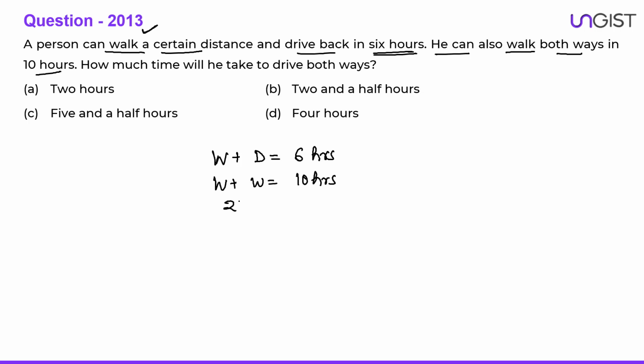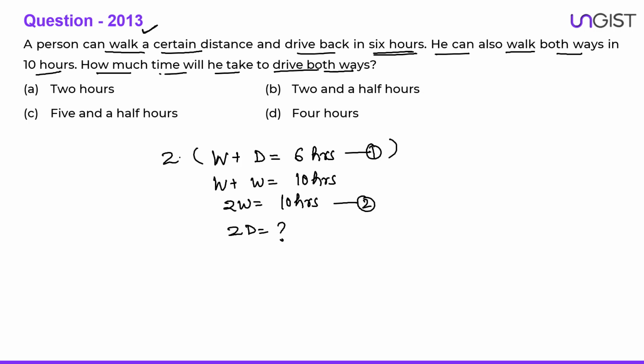So you can say 2 walk is equal to 10 hours, correct? Fine. So this is equation number 1 and this is equation number 2. What is the question? How much time will he take to drive both ways? So the question is asking d plus d, which is 2d, right? So do one thing. In equation number 1, we just multiply by 2. Fine. So we are getting 2w plus 2d is equal to 12, right?